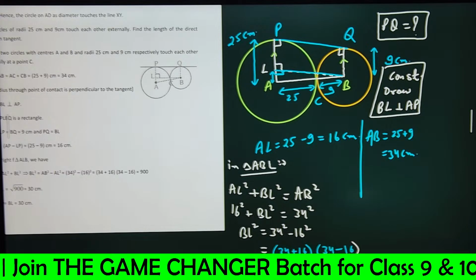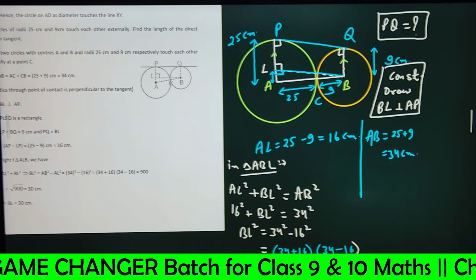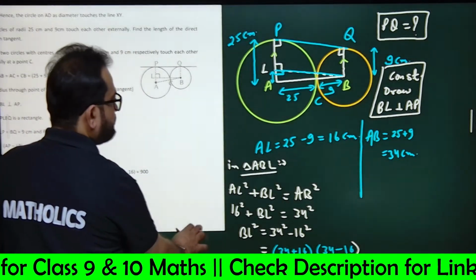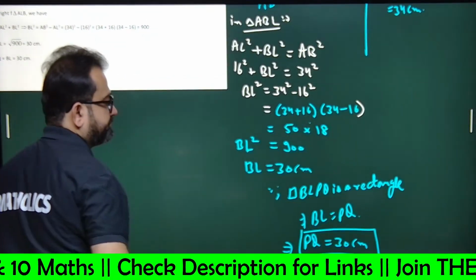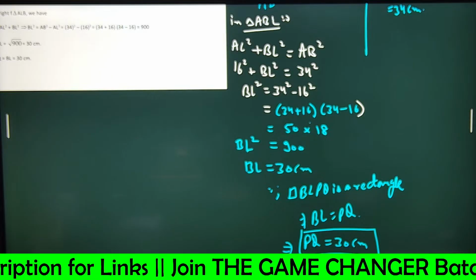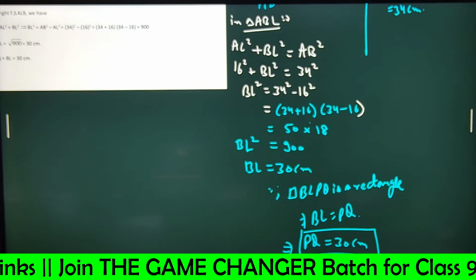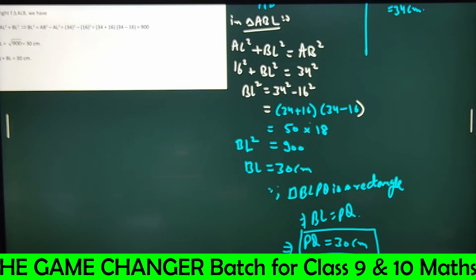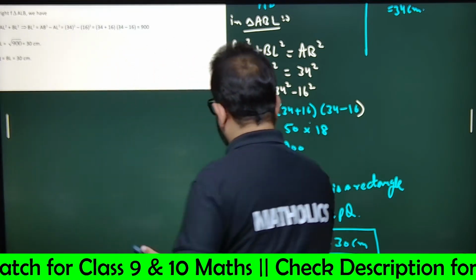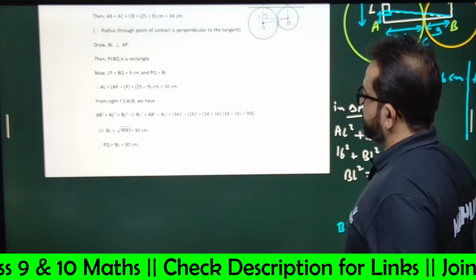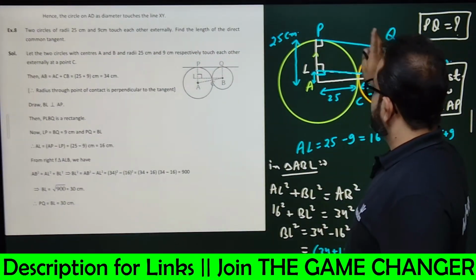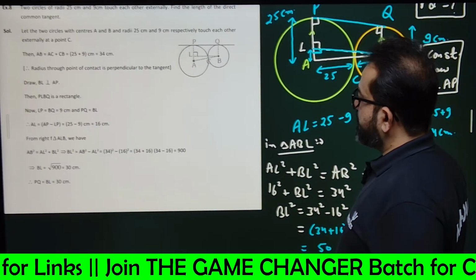So let's move to a new question. Yes, obviously done. I think this is done. Copy this one. Complete question done. Can I move forward? Okay. Let's move forward. So this was, see how beautiful question it is, right? PQ length. Common tangent length is what? This is common tangent, PQ. Length is what? It is 30 centimeters.